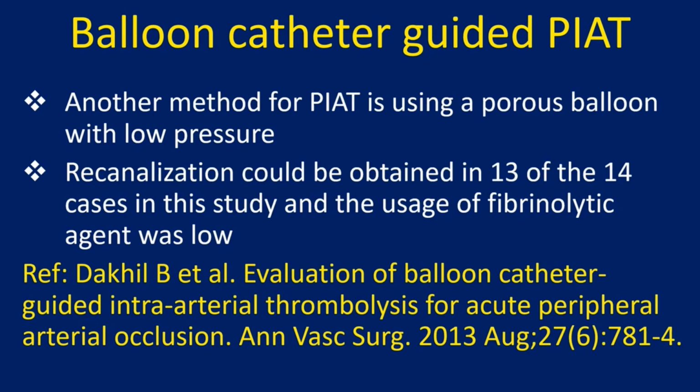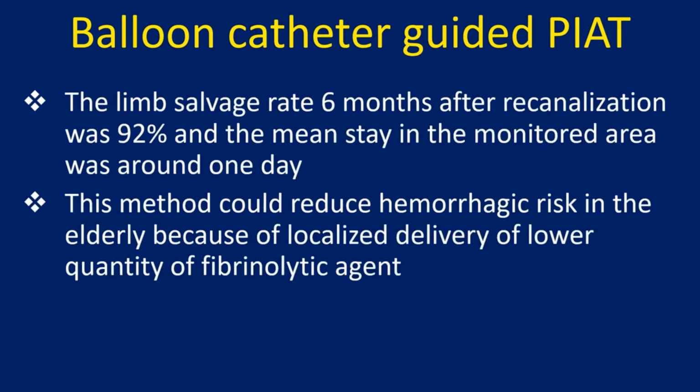Another method for PIAT is using a porous balloon with low pressure. Recanalization could be obtained in 13 of the 14 cases in this study, and the usage of fibrinolytic agent was low. The limb salvage rate 6 months after recanalization was 92%, and the mean stay in the monitored area was around 1 day. This method could reduce hemorrhagic risk in the elderly because of localized delivery of a lower quantity of fibrinolytic agent.